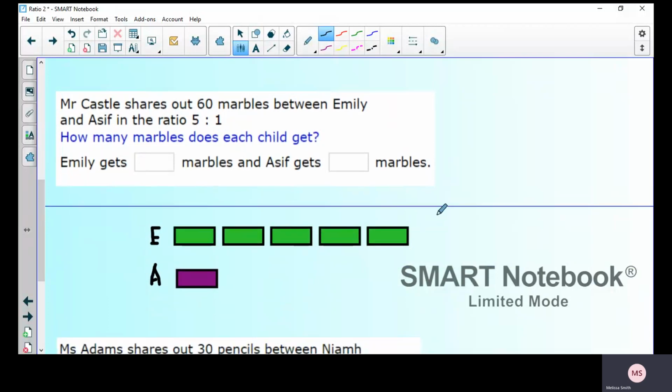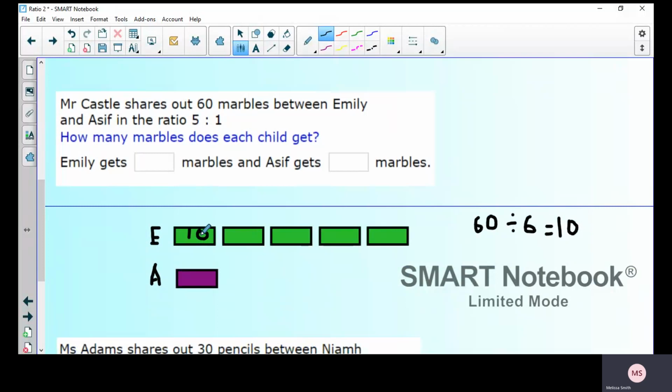So we repeat the process. We've got 60 marbles in total. How many parts have I got? Well, I've got 5 add 1, so that's 6. So now I have to work out the value of 1 part by doing 60 divided by 6. 60 divided by 6 is 10. So each part is worth 10.